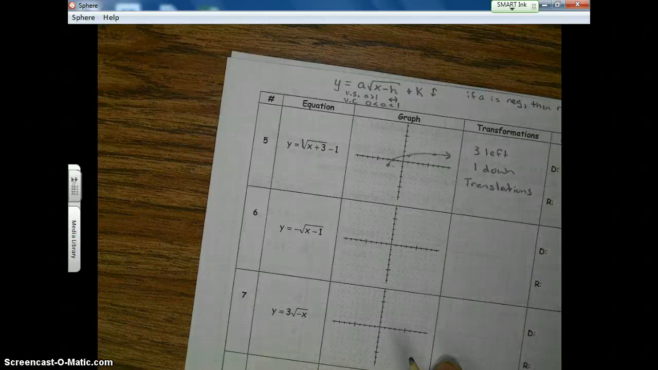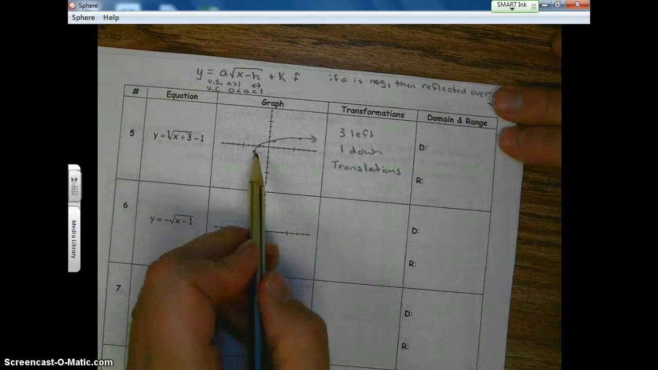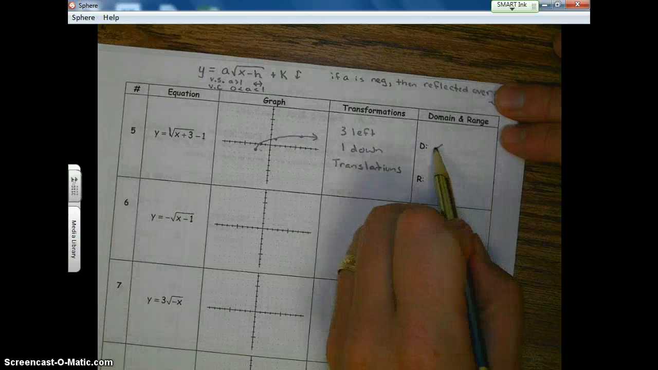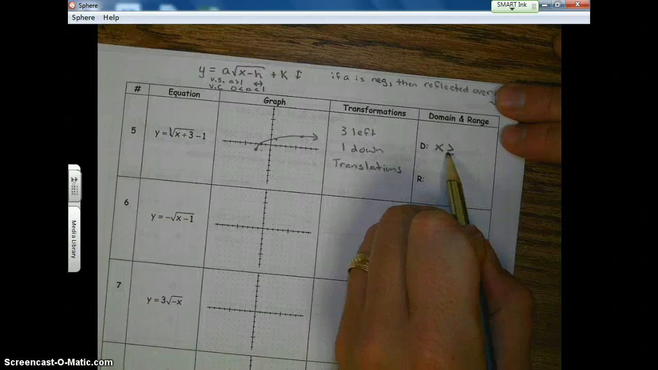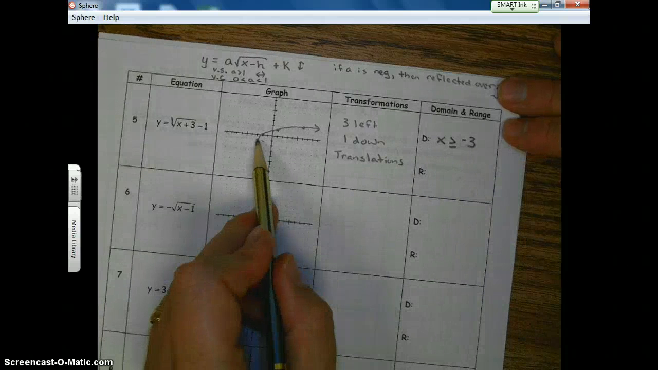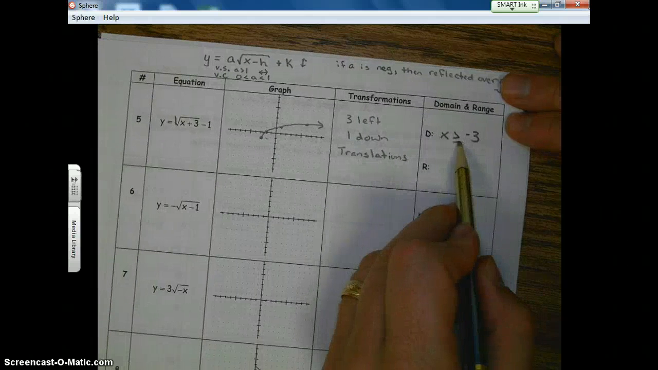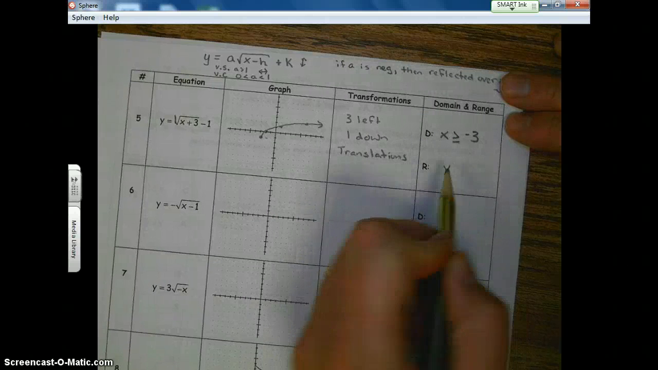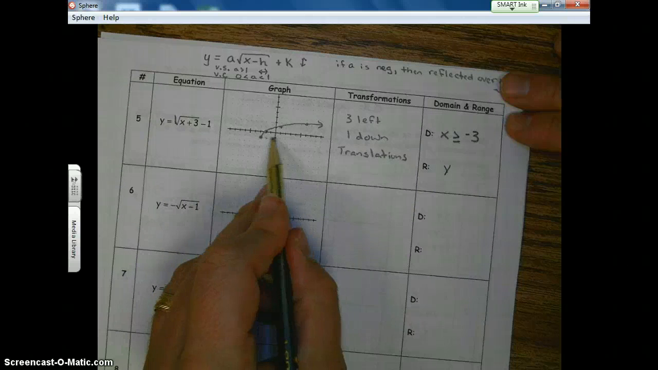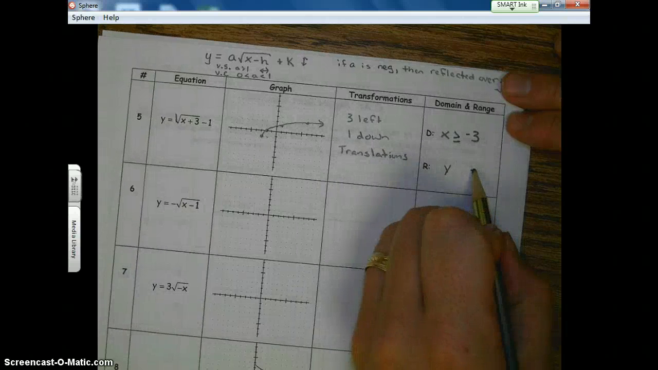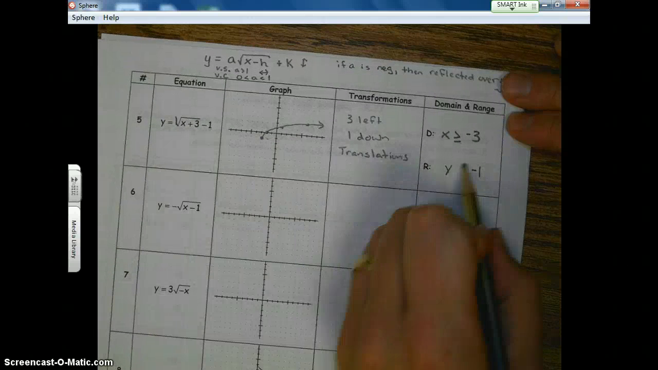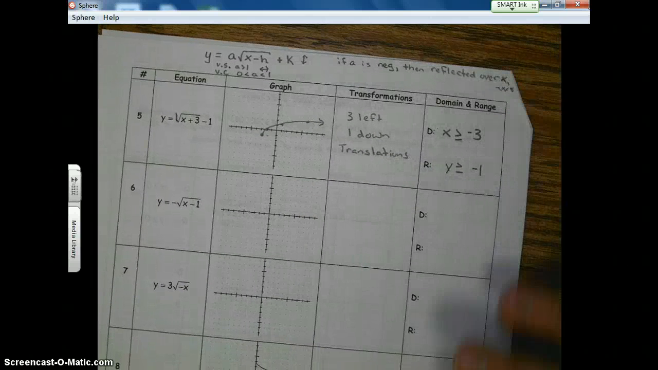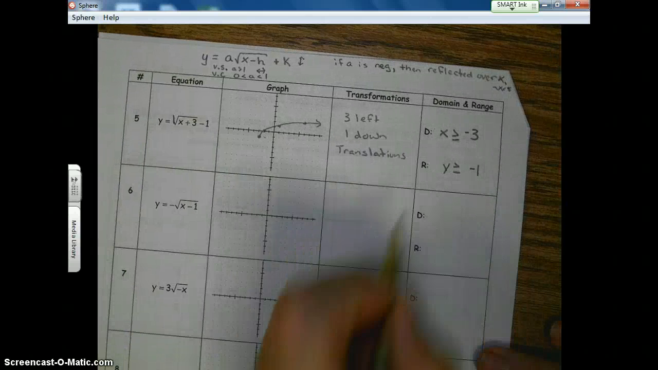Okay, domain. Domain is x. It starts at -3 and gets bigger. So x is greater than or equal to -3. It starts at -3, it's a closed dot, so it needs an equal sign. It's getting bigger, so we're going to have a greater than symbol. Okay? Y. So y starts at -1. And it's getting bigger, it's going up. So greater than or equal to. Closed dot gets an equal sign.